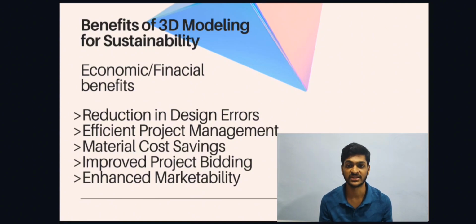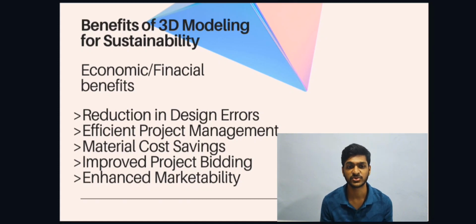So my next point is enhanced marketability. The reason is because high quality 3D visualization of projects serves as a powerful marketing tool. They provide potential clients, investors, and stakeholders with a clear and realistic preview of the finished project. So this can be particularly persuasive in attracting investment and securing pre-sales for real estate developments.